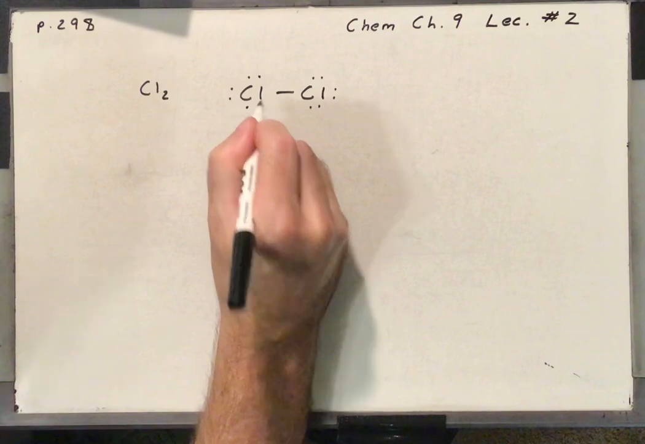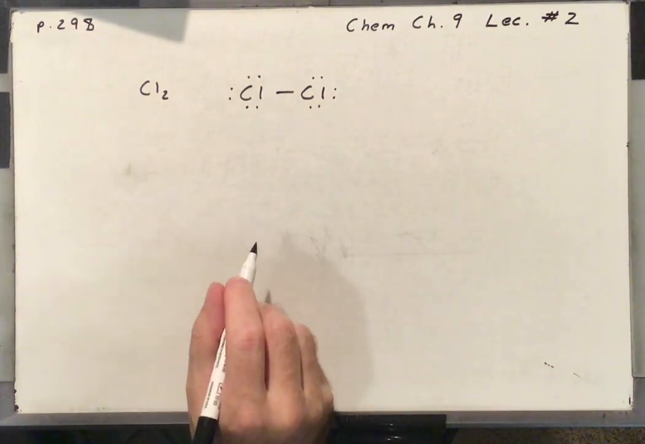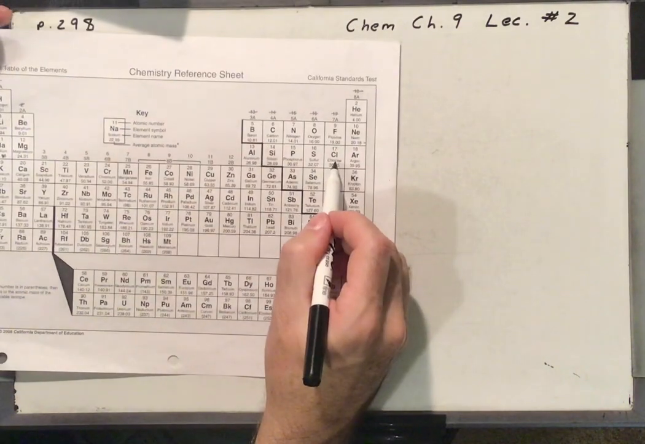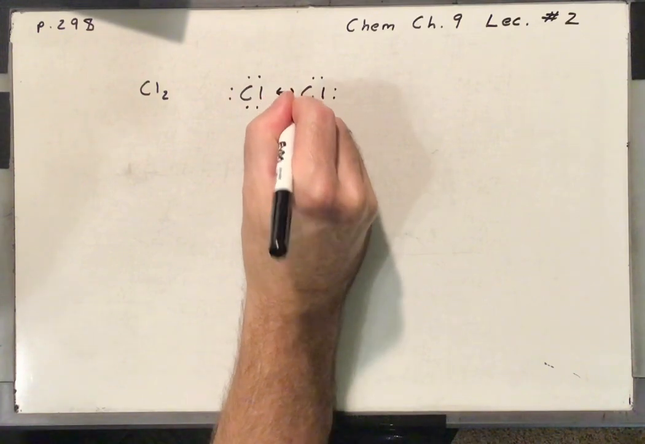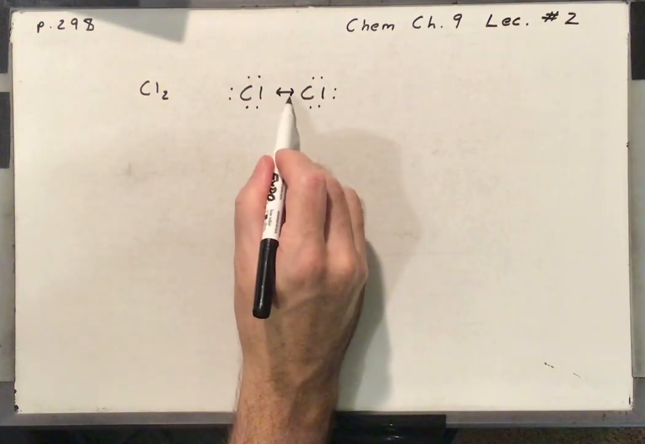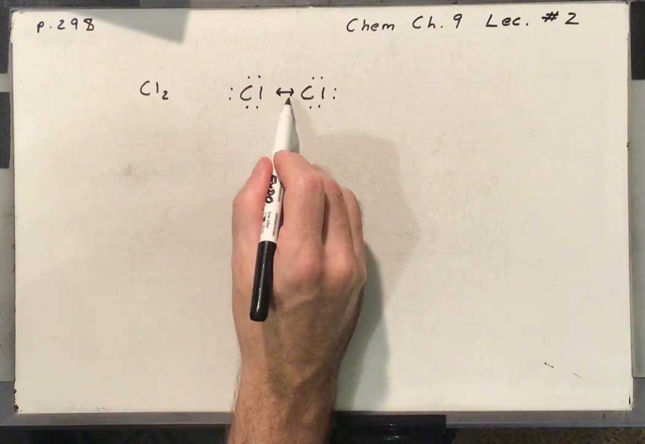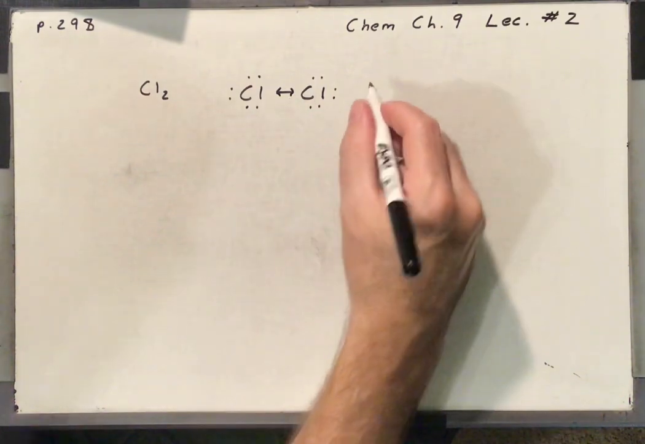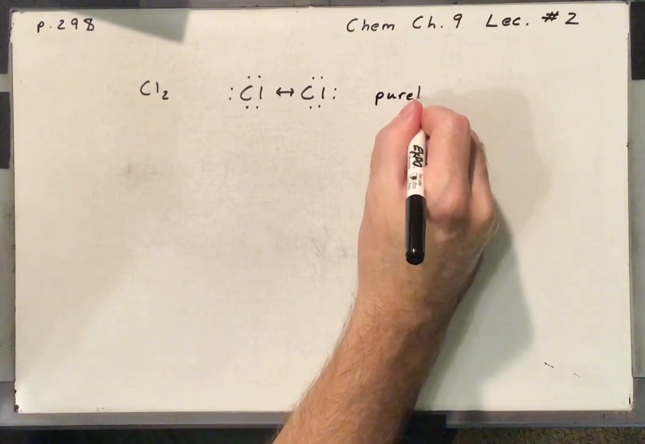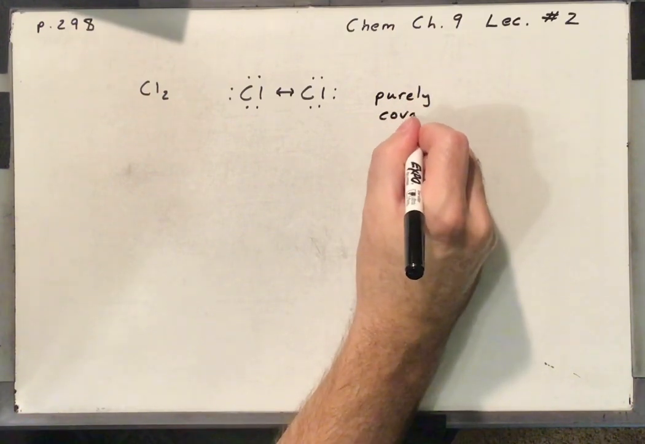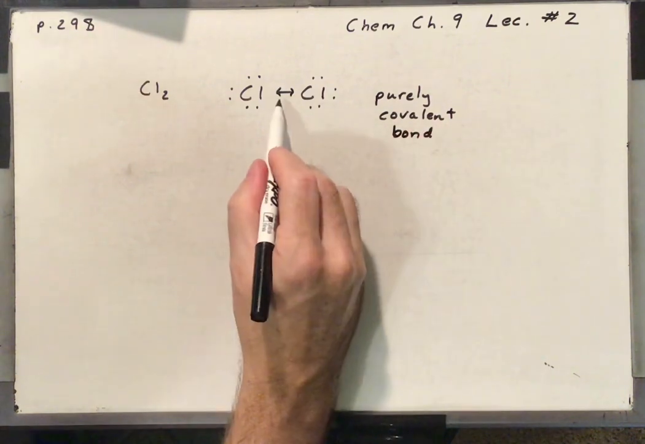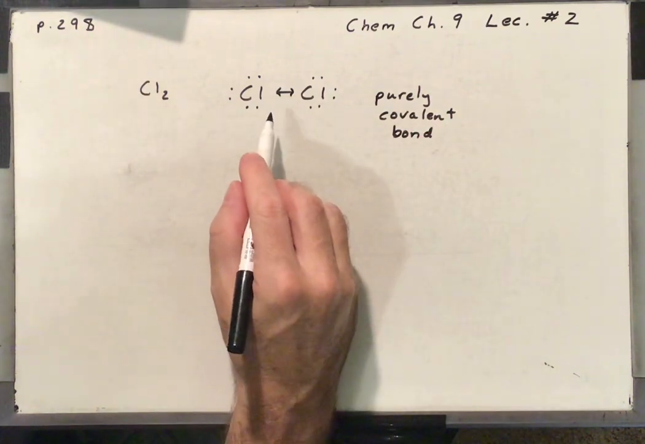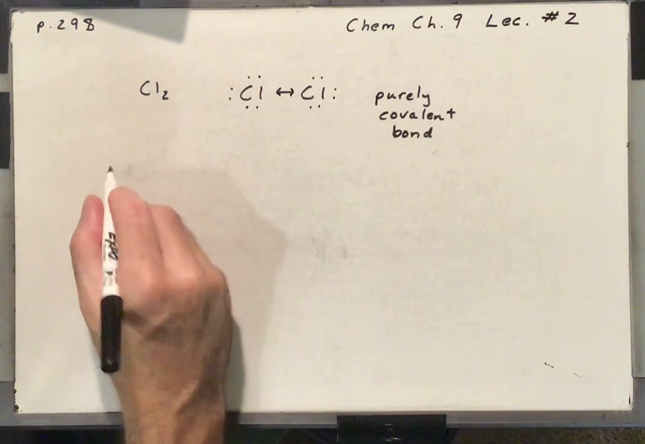Since it's the same atom, they both have the same electronegativity, or tug on another atom's electrons. So the tug of war over those electrons cancels out. Okay? So we call that a purely covalent bond. When the tug of war cancels out, we're even Steven. Now you can also have a polar covalent bond.